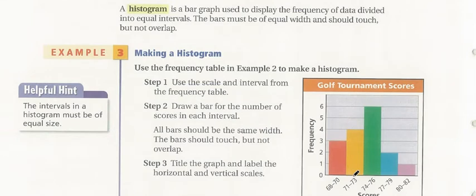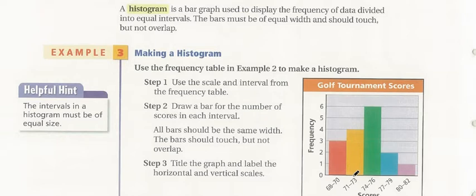After making a frequency table, I can use this data to make a histogram. A histogram is the same as a bar graph. A histogram is a bar graph used to display the frequency of data divided into equal intervals, and the bars must be equal in width and should touch each other, not overlap, just touch.